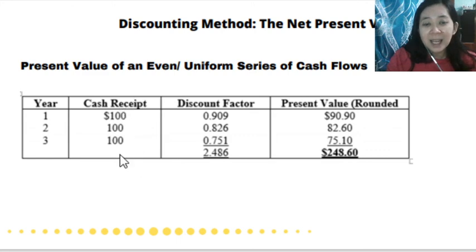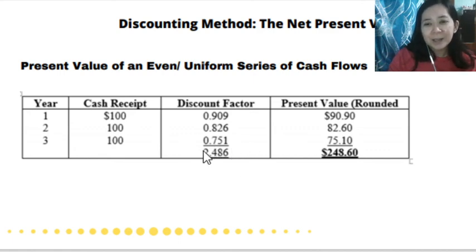In this case, for example, the cash receipts are $100 every year. The same procedure: we will use the table to locate the discount factor, which is again 10%. For the first year, the same discount factor that we'll use until the third year. If you total these discount factors, we have an annuity. This is what we call the annuity discount factor, 2.486. You can actually use this one. We also have the table for this.